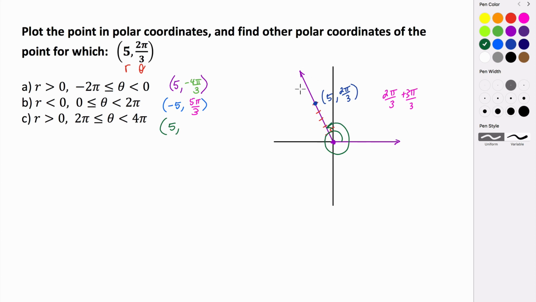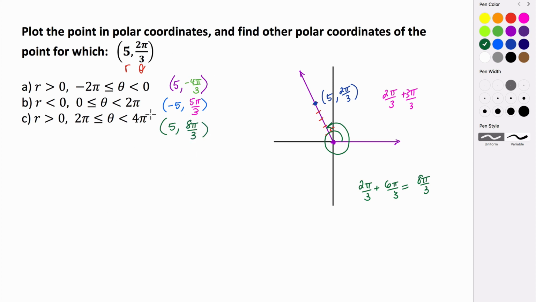Again, the reason we want to end up on this side is because our r value is positive. So when we extend out on our terminal side, we're going in the direction of the terminal side rather than in its opposite direction. So what is this angle plus 2π? 2π/3 plus 2π. Well, 2π is just 6π/3, so that's going to give us 8π/3. So it's (5, 8π/3).